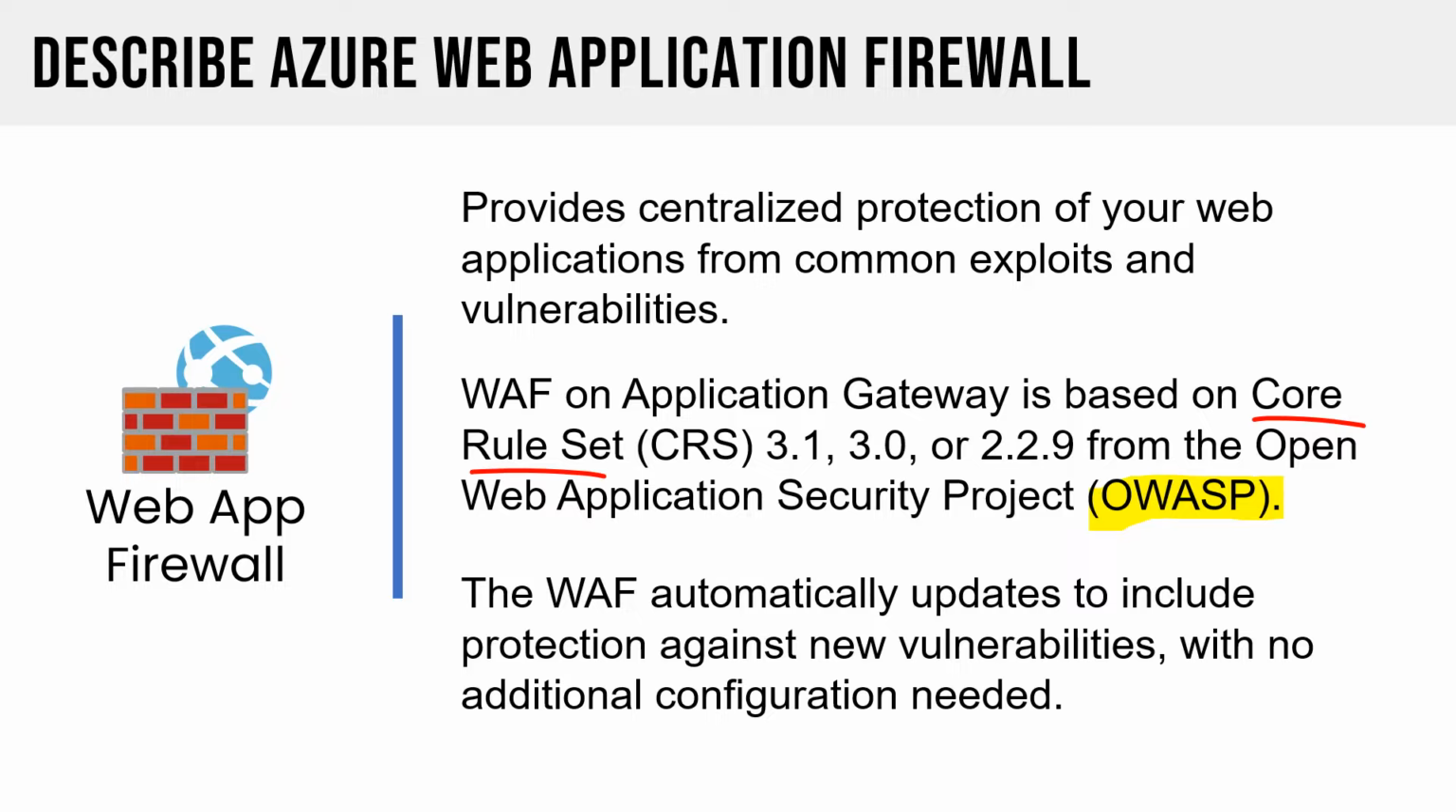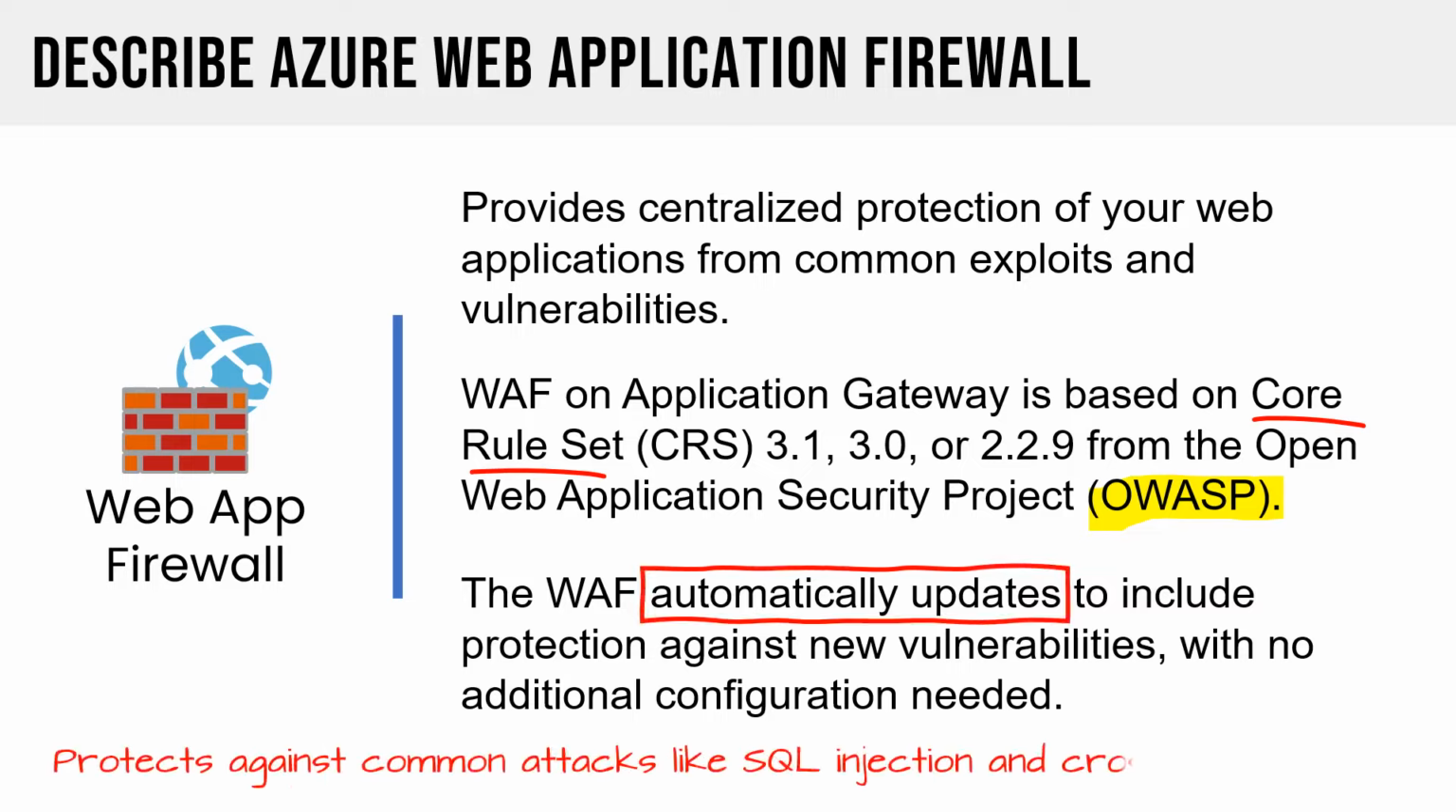These rule sets are going to protect against the common attacks that are detailed by OWASP, for example, SQL injection attacks and cross-site scripting. And these rule sets that you can easily apply right out of the box are what make that web app firewall so powerful. You have best practices from a trusted organization right out of the gate.